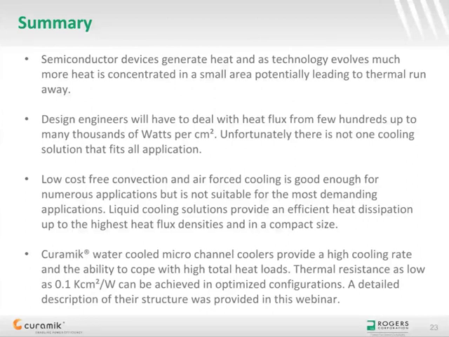In this webinar, we have learned that semiconductor devices generate heat, and as technology evolves, much more heat is concentrated in a small area, potentially leading to thermal runaway. We know that design engineers will have to deal with heat flux from few hundreds up to many thousands of watts per square centimeter. Unfortunately, there is not one cooling solution that fits all applications. We understand that low-cost free convection and air forced cooling is good enough for numerous applications, but is not suitable for the most demanding applications.